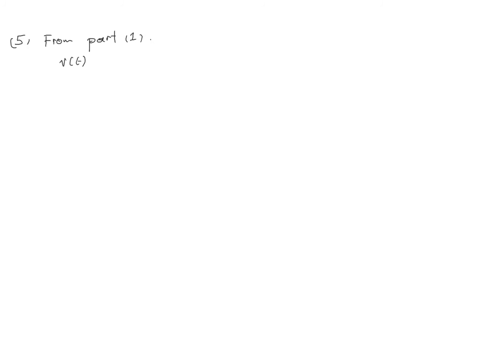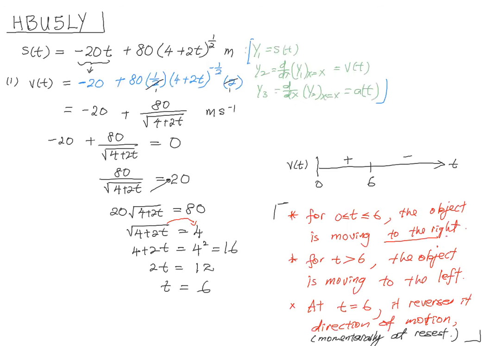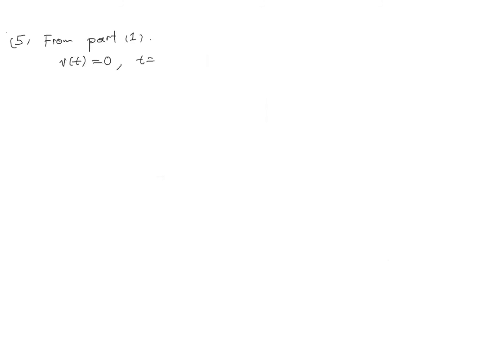V(t) equal to 0, t is equal to 6. Correct? So you can do it like that in the exam. Okay, so t equal to 6. So now you want to find the position. So I have to put t as 6.